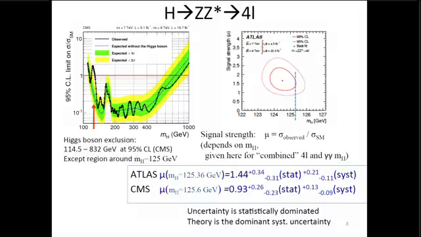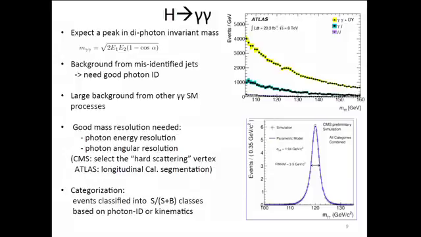In this case, for ATLAS, what is observed is 1.00 plus or minus 0.44. That means that the cross-section observed over the standard model cross-section is 1.00 with this error, so it's well compatible with 1. And the same for CMS, it's well compatible with 1. Okay, so the other important channel is Higgs to gamma-gamma.